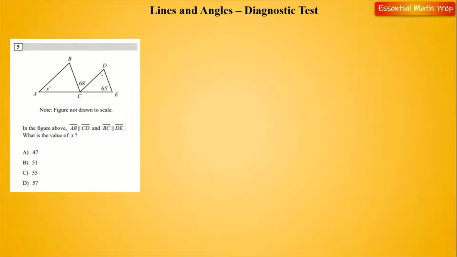AB and CD are parallel, and BC and DE are parallel. And so if AB and CD are parallel and this line is bisecting, this angle should be X. And if DE and BC are parallel and this line is connecting these two lines, then this angle should be 65, right? So 65 plus 68 plus X equals 180, right? So X should be, I think it's 47. 180 minus 65 minus 68 is 47.